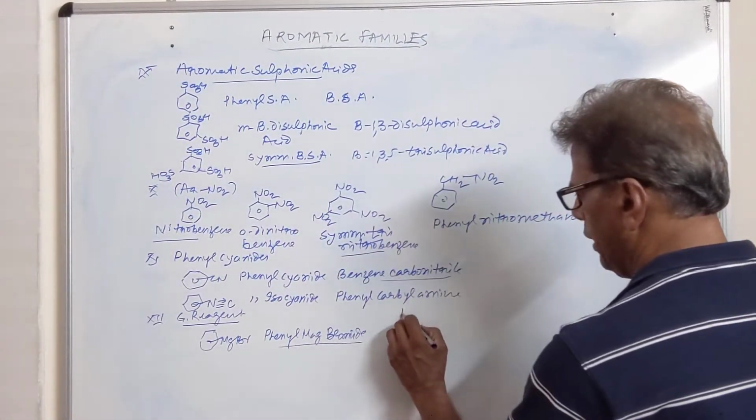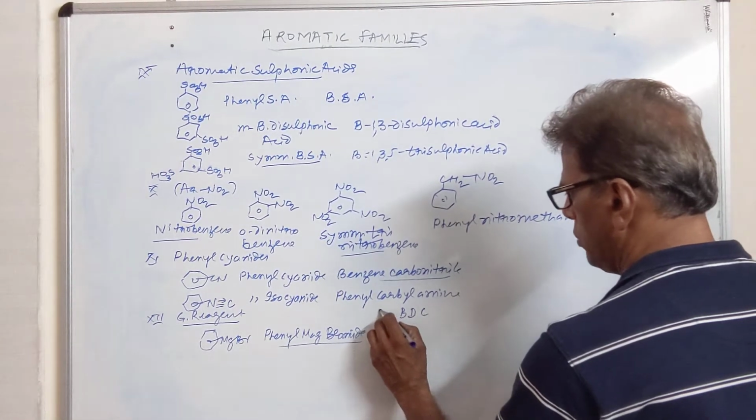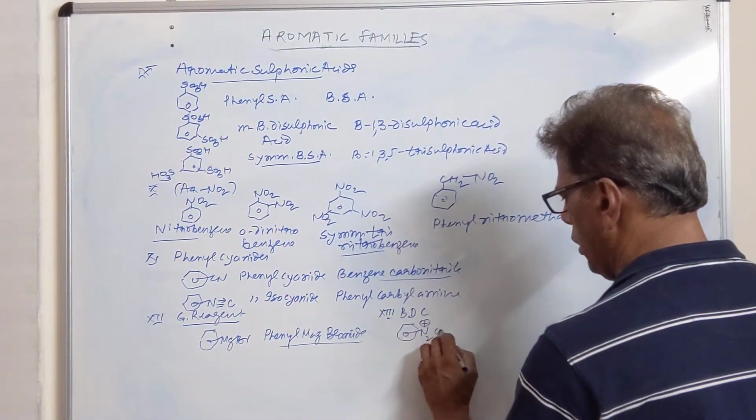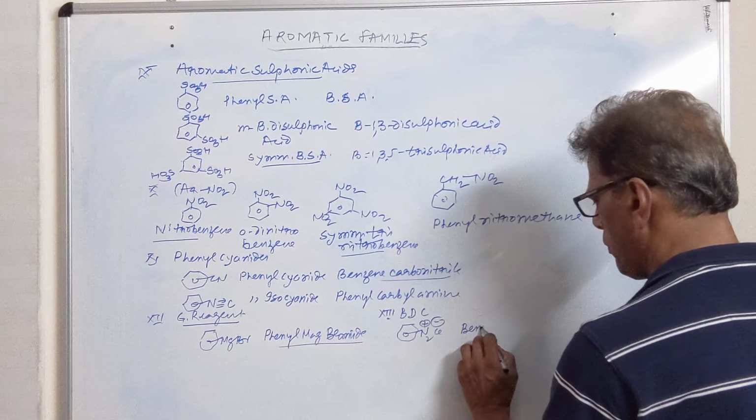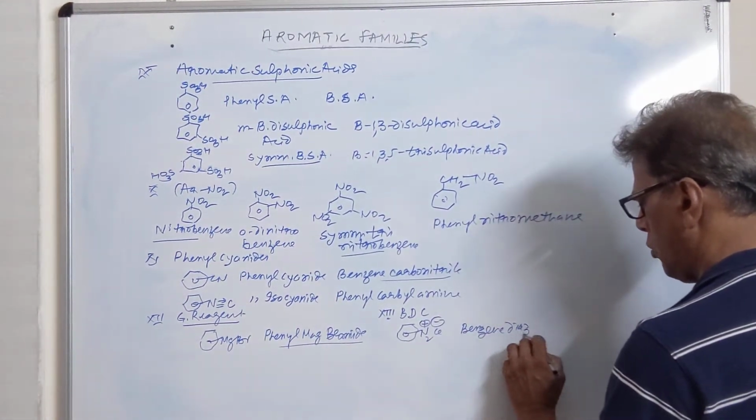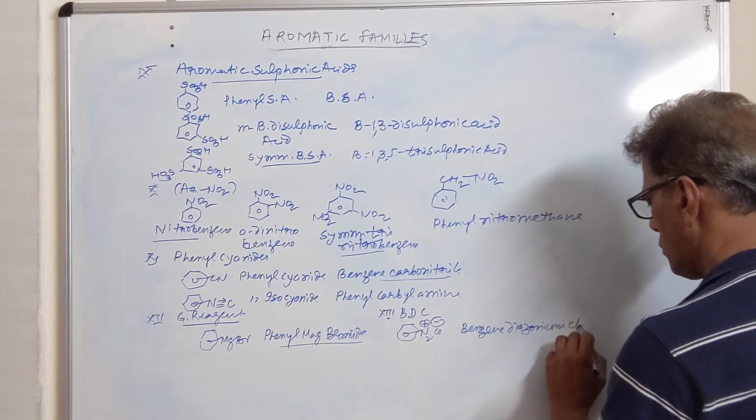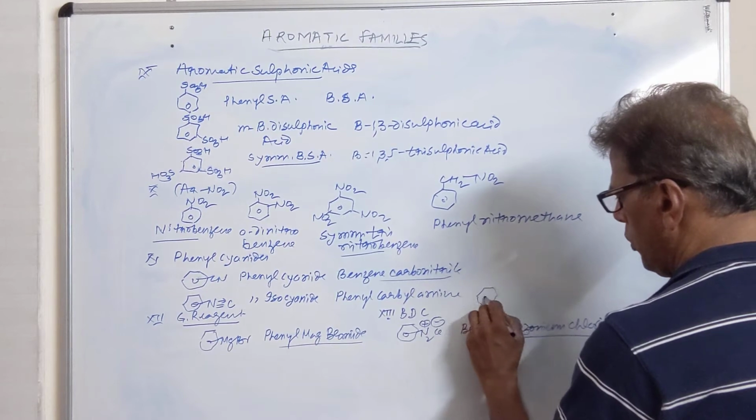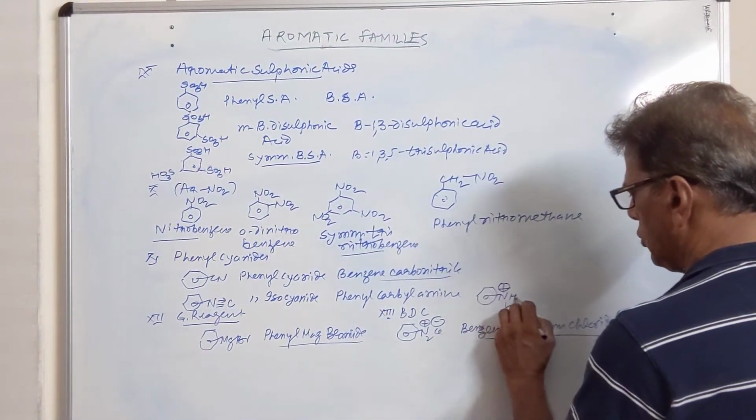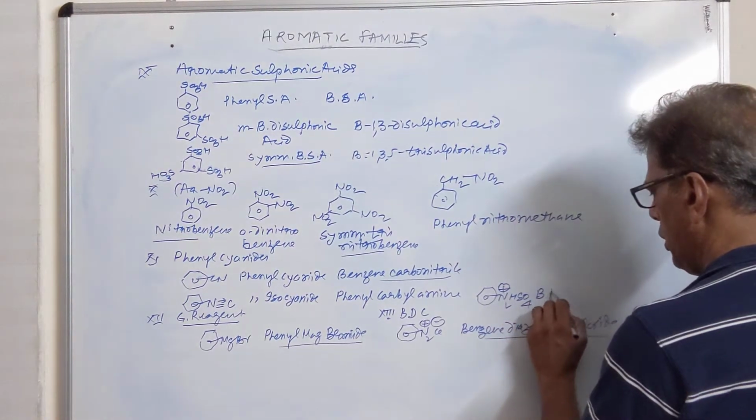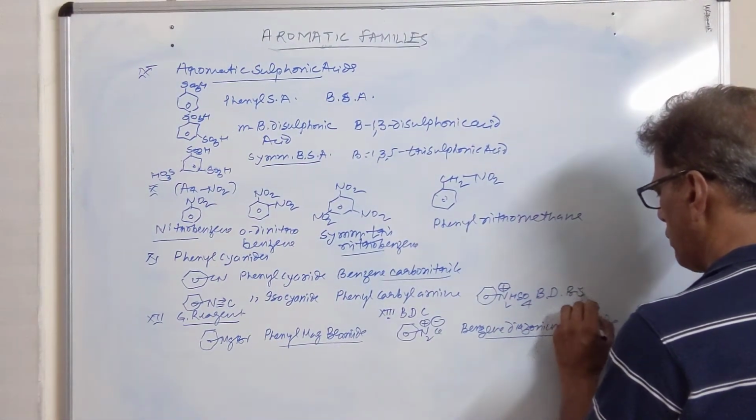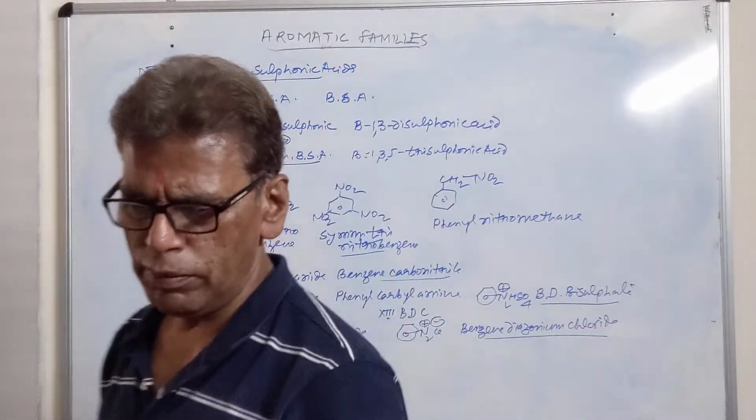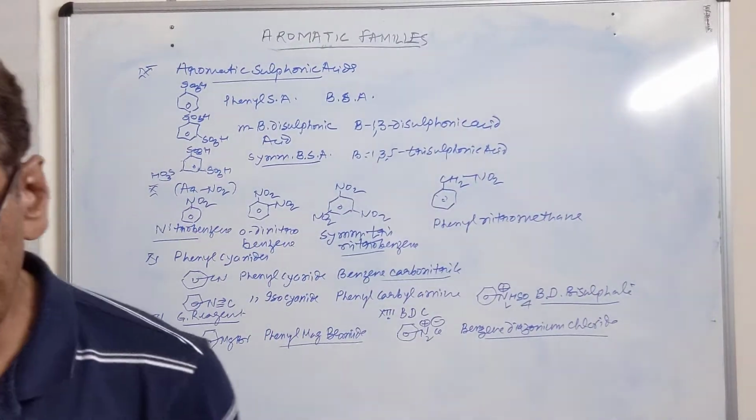Then we have the next class, benzene diazonium salts. This is benzene ring having N2Cl. This is benzene diazonium chloride. Similarly, we have one more compound like this, N2HSO4. This is benzene diazonium bisulfate. This is also a diazonium salt. They are used in the preparation of dyes through coupling reactions.